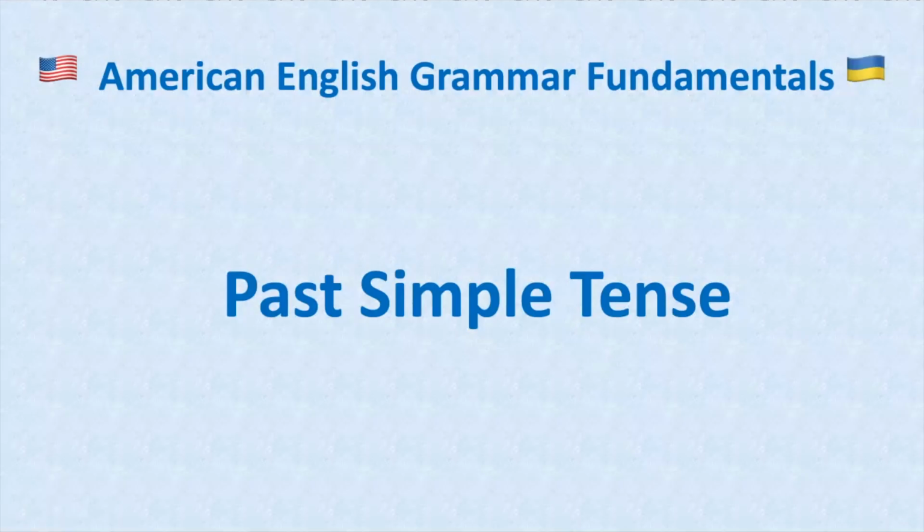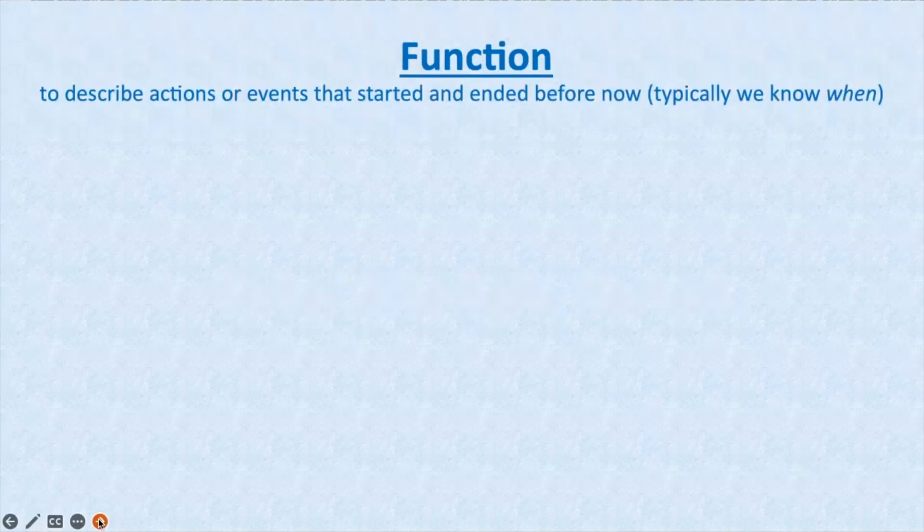Hi everyone, we continue our series on American English Grammar Fundamentals, and today we are discussing past simple tense. We use past simple tense to describe actions or events that started and ended before now. Typically, we know exactly when in the past it happened. There will be some time phrase in a sentence signaling that.